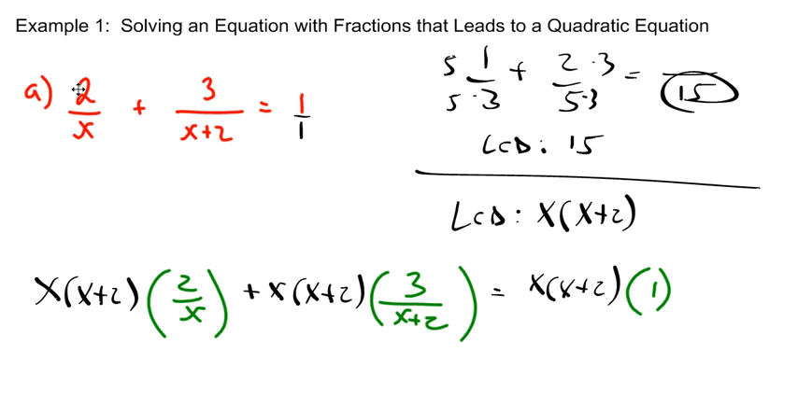Notice that we took this exact same equation, and next to every term we multiplied by x times x plus 2. When you do the same mathematical operation to both sides of an equal sign, we're not changing the problem. It's the exact same problem there.